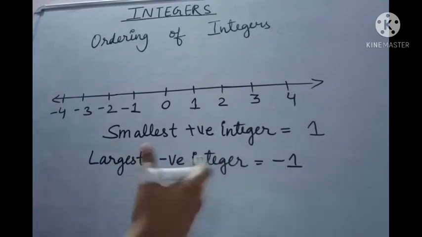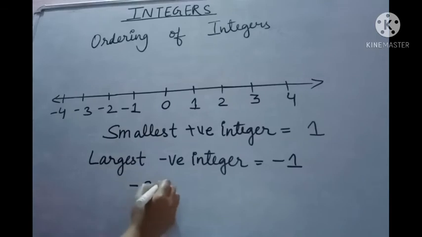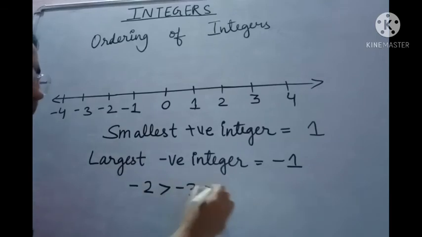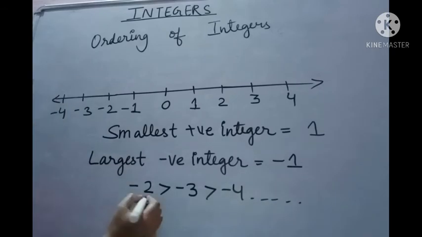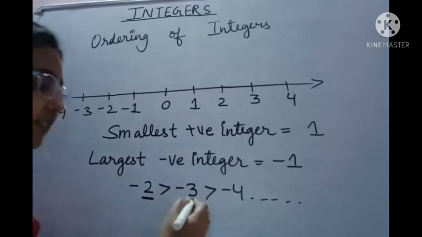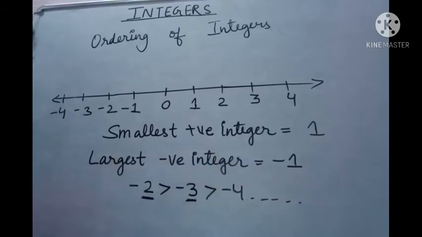So if I am writing some numbers, you will say that -2 is greater than -3, which is greater than -4, and so on. In the negative sign, the lesser the number, the greater the integer. If a number is lesser, that integer is greater than the other number. Okay, so this is the ordering of integers, which we all understood.